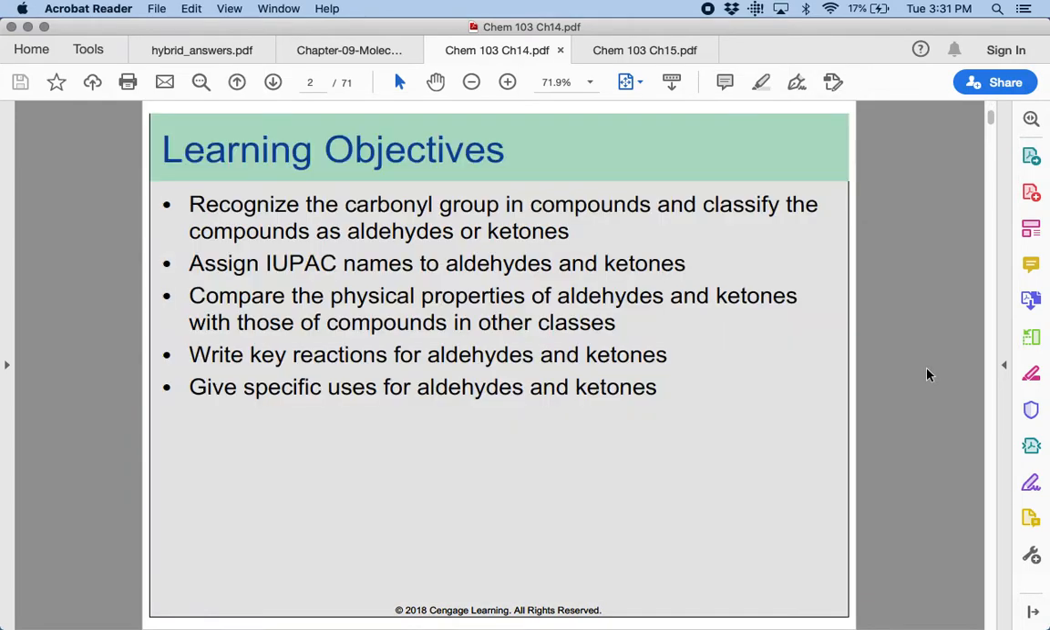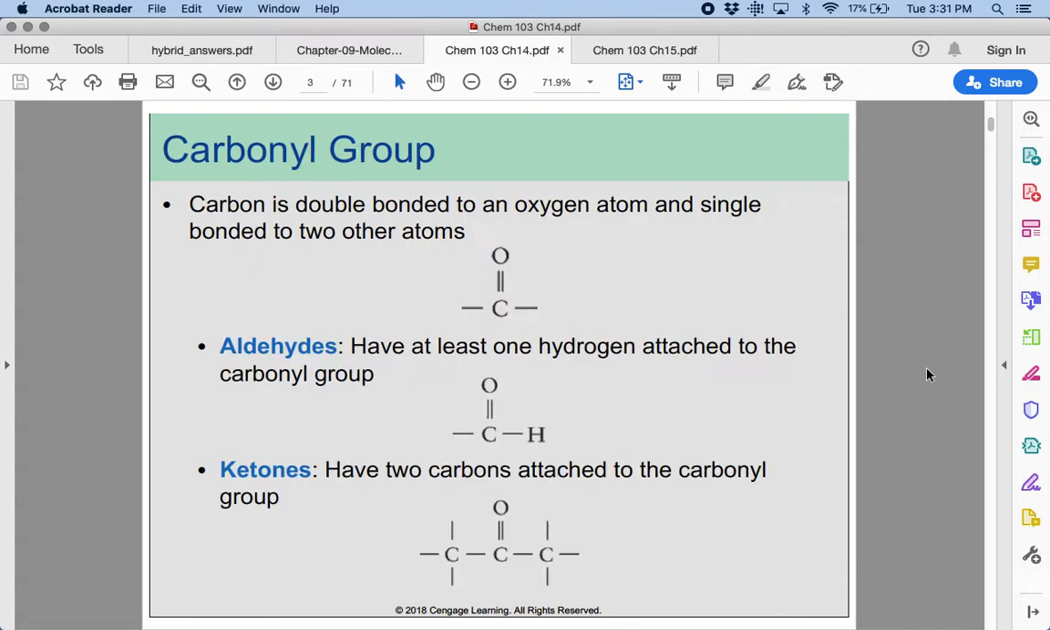a set of 2 more functional groups. We're going to go through the same things we've been learning in chapters 12 and 13 when it comes to learning how to name these compounds, recognize them, draw the Lewis structures, as well as the physical properties of them and different types of reactions that occur with them.